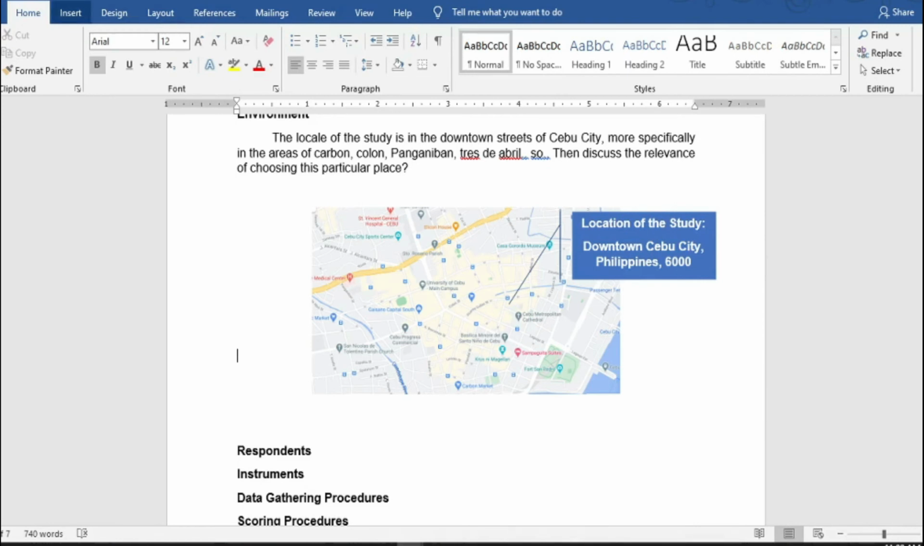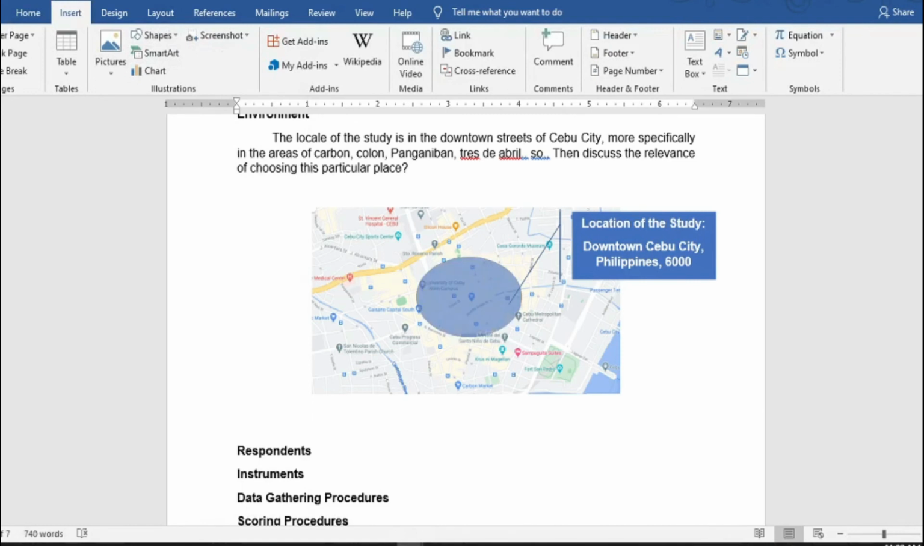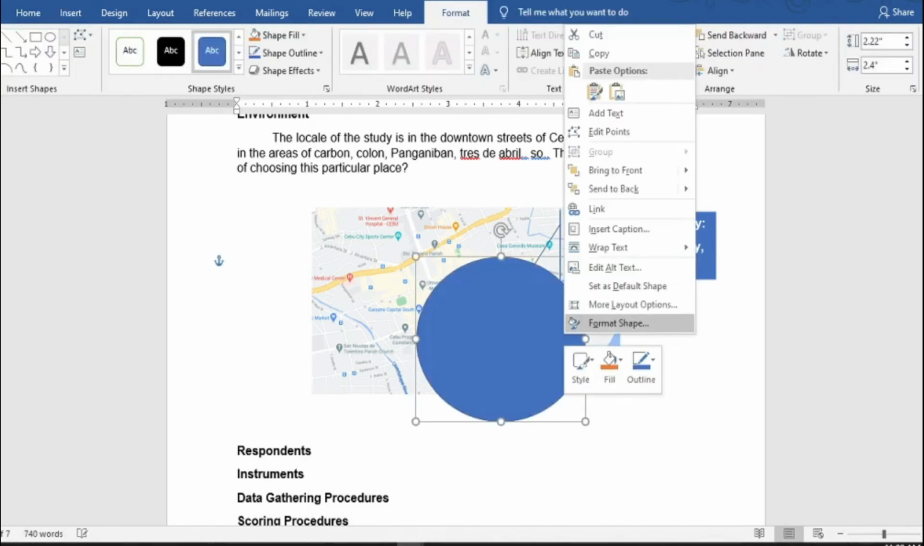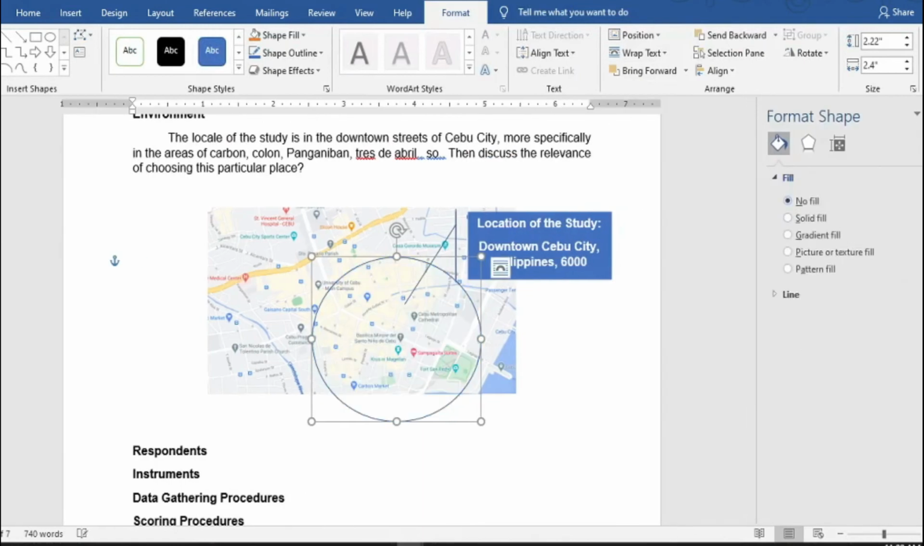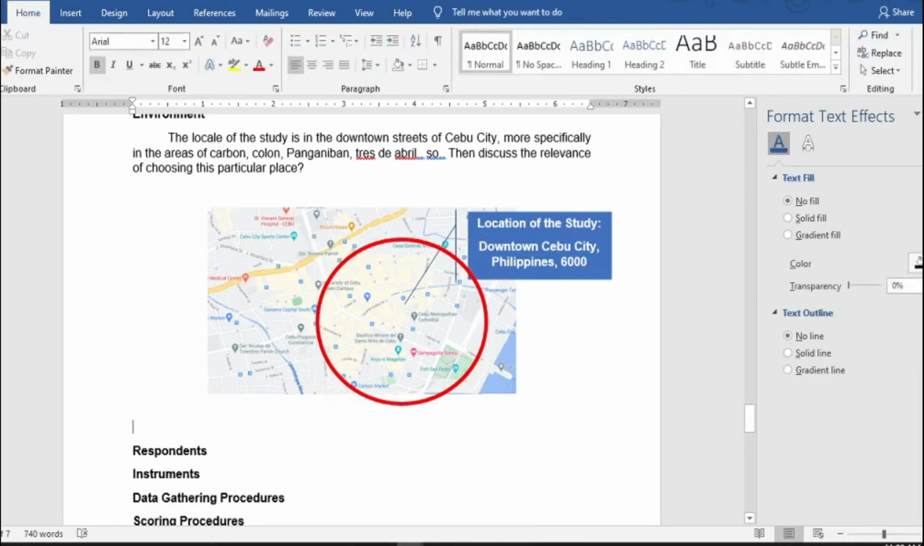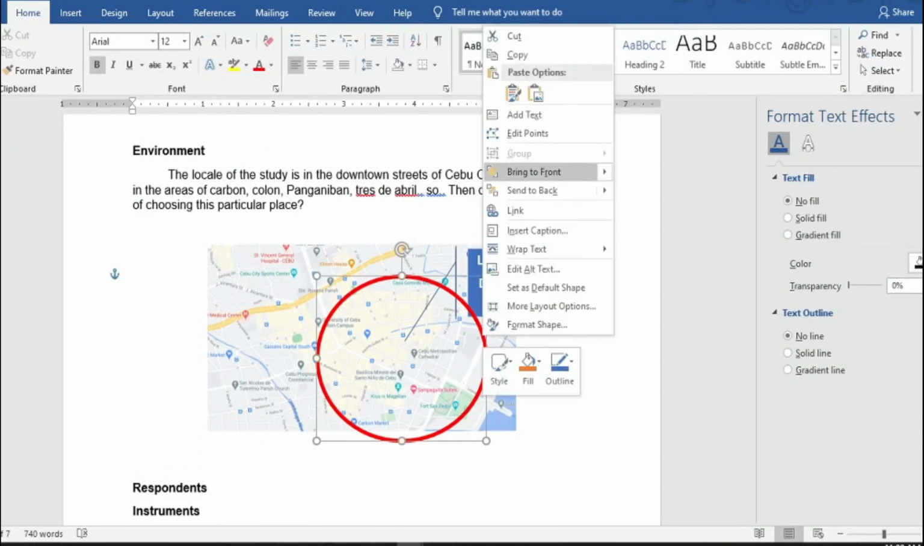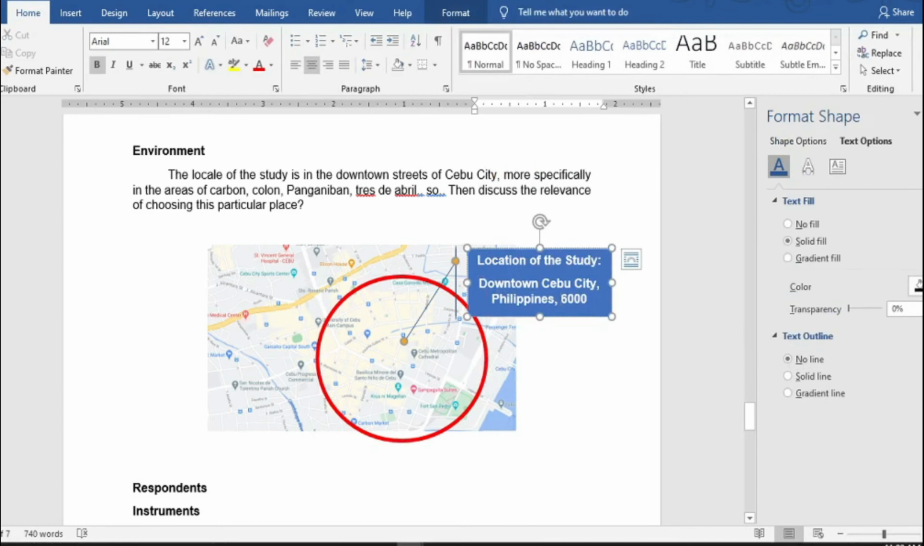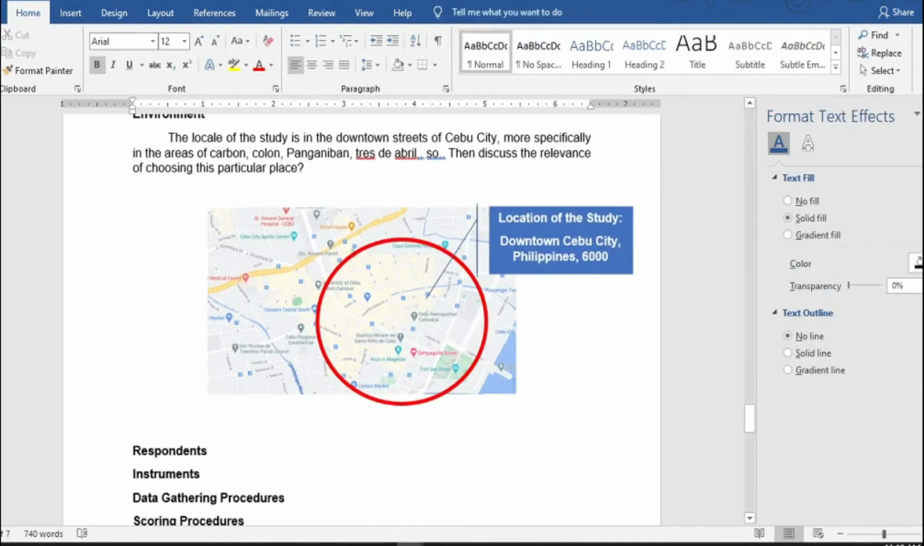Then we make a small circle there to emphasize that this is where the study will be conducted. We format the picture: no fill, and the line probably red for emphasis, and make the red line a little thicker. That's it. Then send to back. So that is already our figure number 3, map or locale of the study.